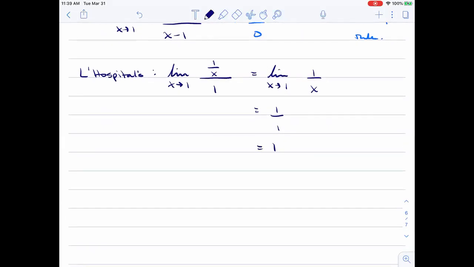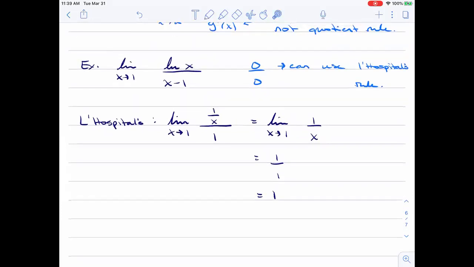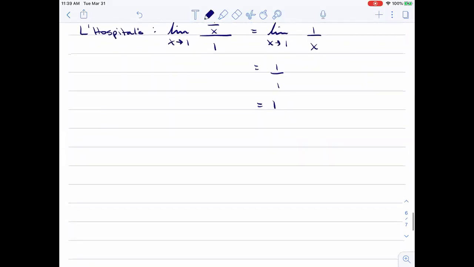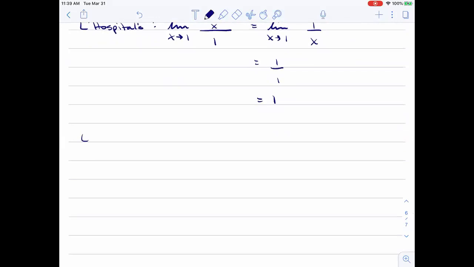So I get 1. It's going to be a lot easier than trying to rewrite this and factor it out, because here I already know that the limit should be 1. I'm not sure how I would rewrite this easily to try to figure out how to get that limit to be 1. So let's do another example.